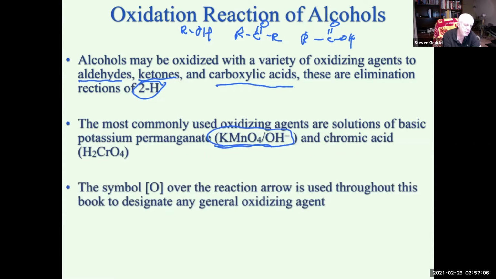Okay, when we're doing organic chemistry, rather than keep track of it, we put this little O with brackets around it. When you see that, that means oxidation in organic chemistry. So it's a general oxidizing agent. Whether it's potassium permanganate, chromic acid, whatever we're using, it just means the compound is being oxidized.